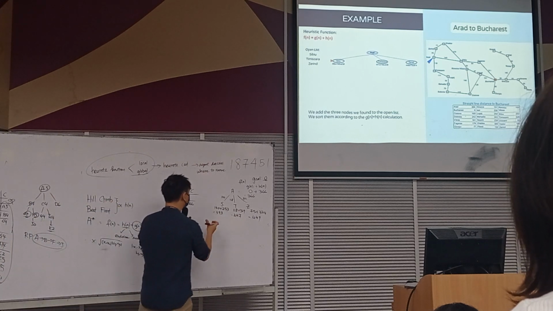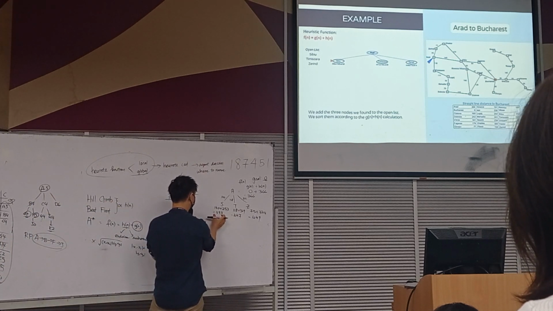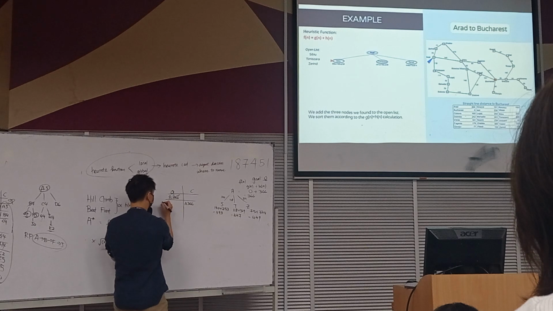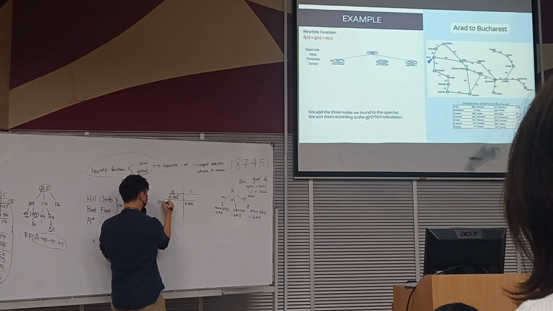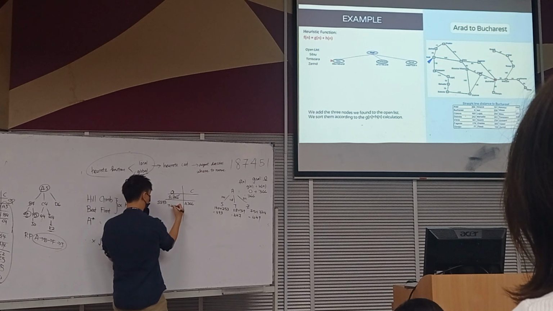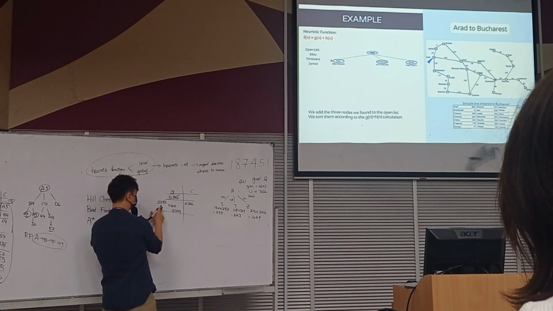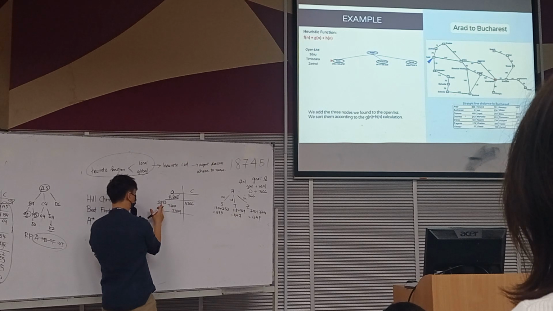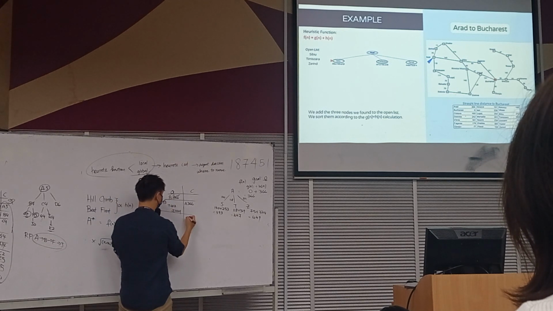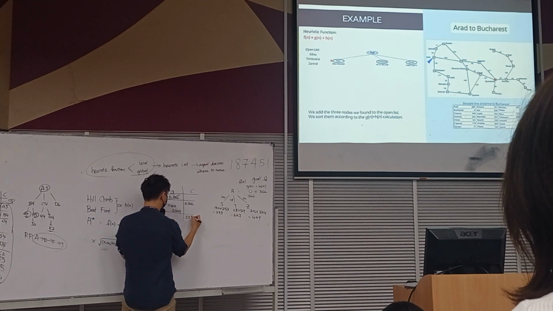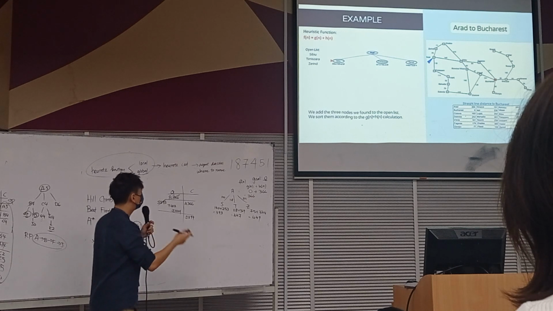So again, arrange them in ascending order, right? Of 393, 447 and 449, which one is the smallest? So S 393 followed by T 447 followed by Z 449. Okay, so we expand the one with the shortest function cost, 393. Expand S, 393.